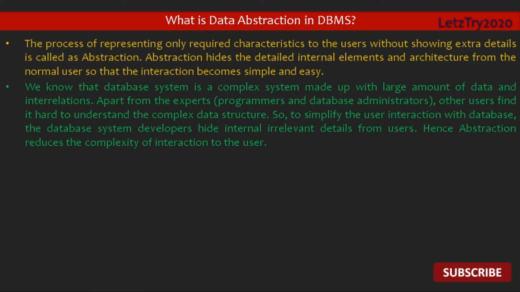We know that database system is a complex system made up with large amount of data and interrelations. Apart from the experts, that is programmers and database administrators, other users find it hard to understand the complex data structure. So, to simplify the user interaction with the database system, developers hide internal irrelevant details from the users. Hence, abstraction reduces the complexity of interaction to the user.